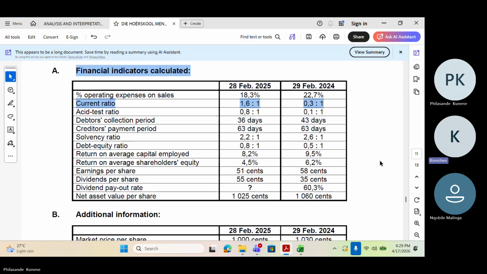Good. It is good. Why are you saying that? Because it has increased from 0.3 to 1.6. Exactly. This is an improvement. What does this improvement mean? Like, what does it actually mean? That we will be able to cover up our short-term debts.